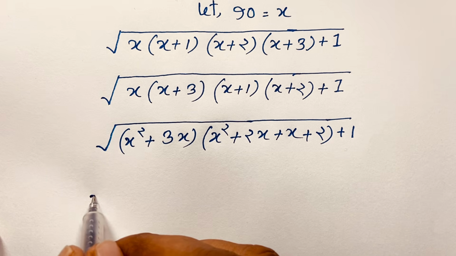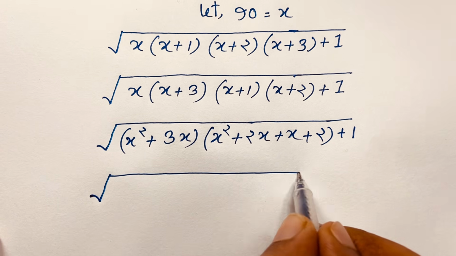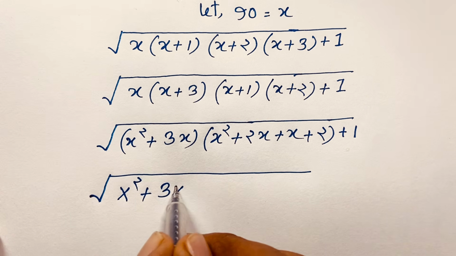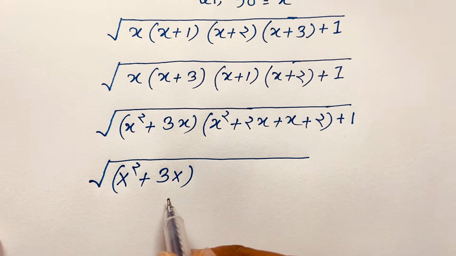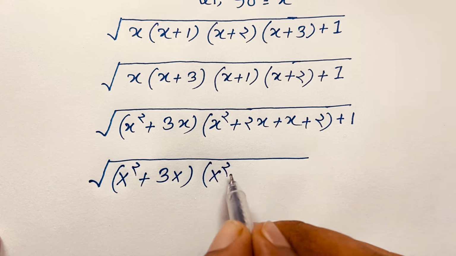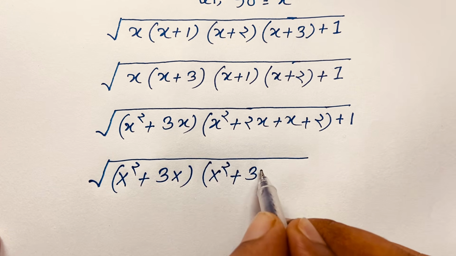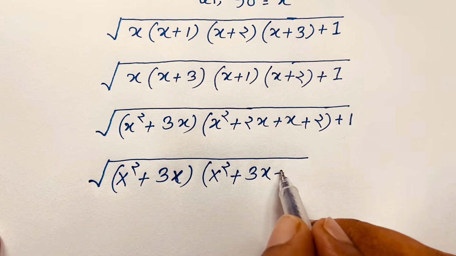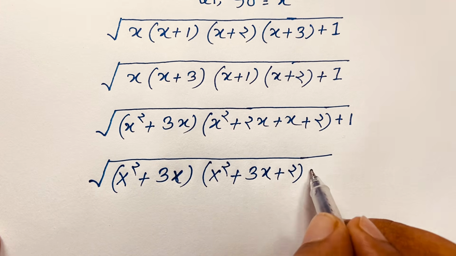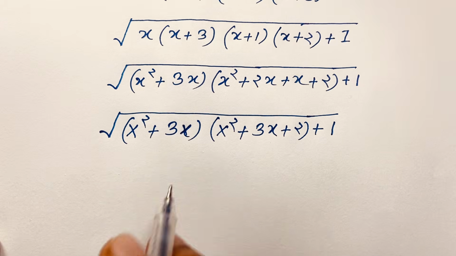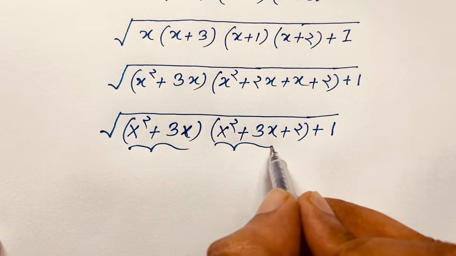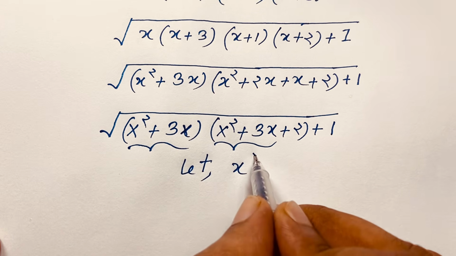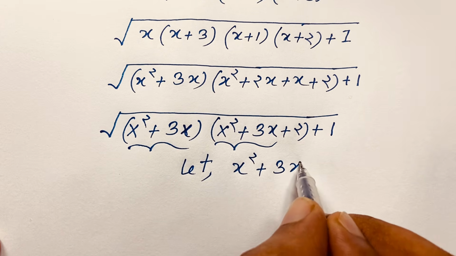Now this is the square root. This is x to the power 2 plus 3x times this is x to the power 2, 2x plus x, this is 3x. Then this is plus 2, and here plus 1. Now this is x squared plus 3x, this is x squared plus 3x. So let again x to the power 2 plus 3x be u.